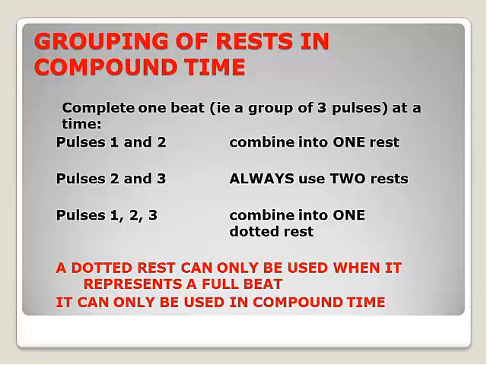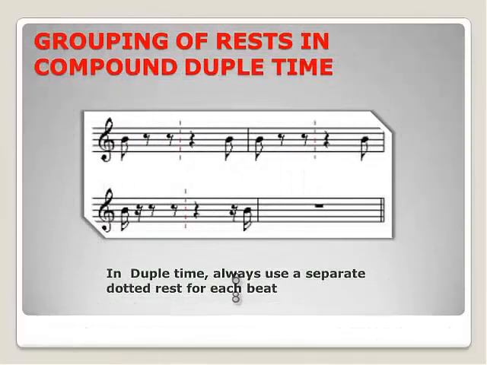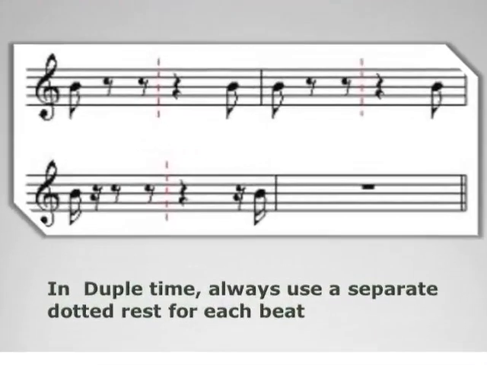You can combine pulses 1, 2, and 3 into one dotted rest. You can only use a dotted rest when it represents a full beat. A dotted rest can only be used in compound time. Let's look at this example and see how the rests group together. The time signature here would be 6/8 time, or duple compound time. Duple compound time always has a 6 on the top of the time signature, and we would have 2 beats and 6 pulses in each measure.